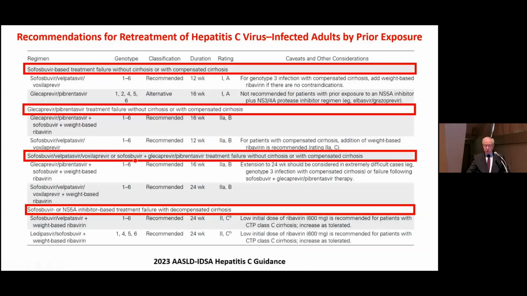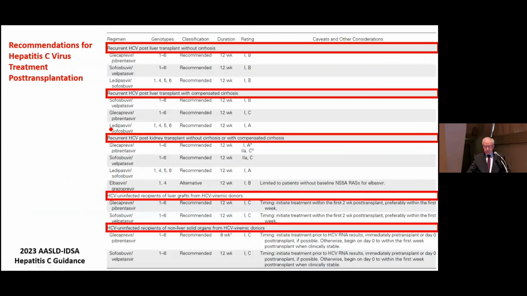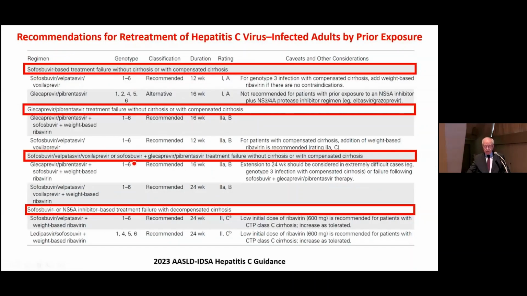Sofosbuvir velpatasvir voxilaprevir or sofosbuvir glecaprevir pibrentasvir treatment failure without cirrhosis or with compensated cirrhosis: glecaprevir, pibrentasvir, sofosbuvir, weight-based ribavirin, pangenotypic, for 16 weeks; extension to 24 weeks should be considered in extremely difficult cases. Genotype 3 infection with compensated cirrhosis or failure following sofosbuvir glecaprevir pibrentasvir: alternative regimen, sofosbuvir, velpatasvir, voxilaprevir, and weight-based ribavirin, pangenotypic, for 24 weeks.